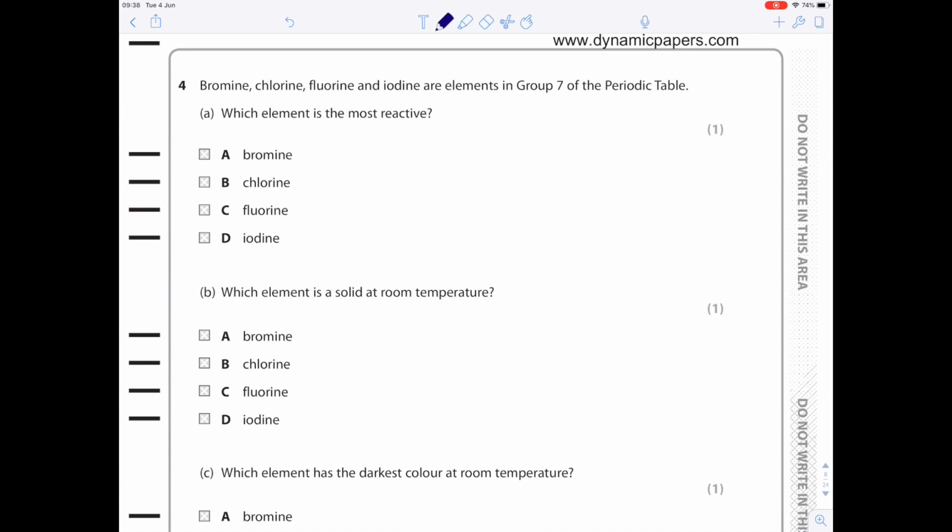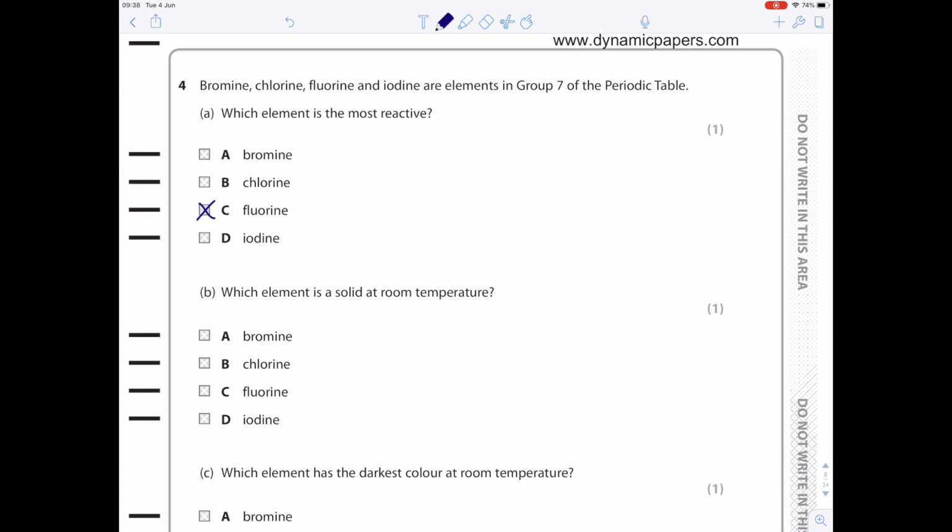Bromine, chlorine, fluorine and iodine are elements in group 7 of the periodic table. Which element is the most reactive? So remember, as you descend the group, the elements get less reactive. So as you look in the periodic table, you'll see that fluorine is at the top of that group. So it's fluorine.